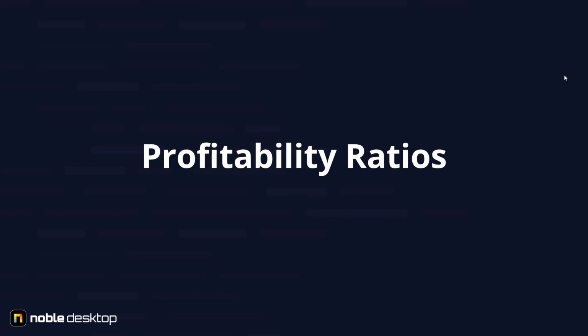Profitability ratios measure a company's ability to generate income relative to revenue, balance sheet assets, operating costs, and equity.